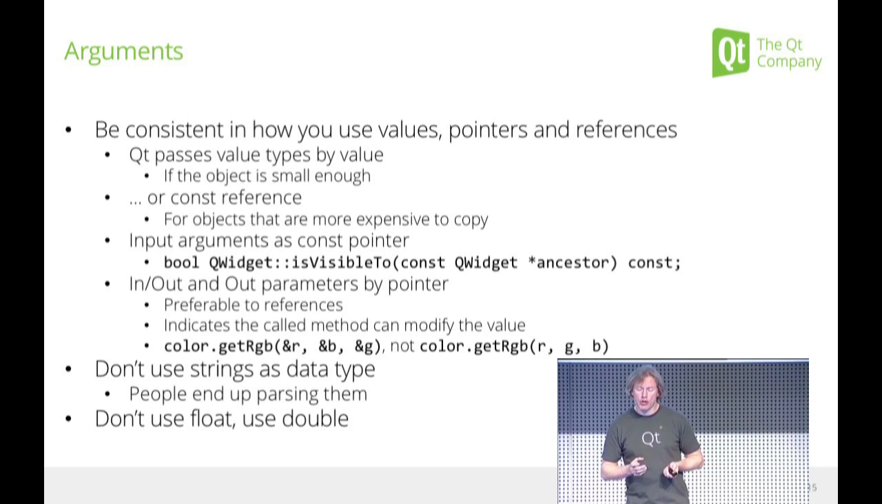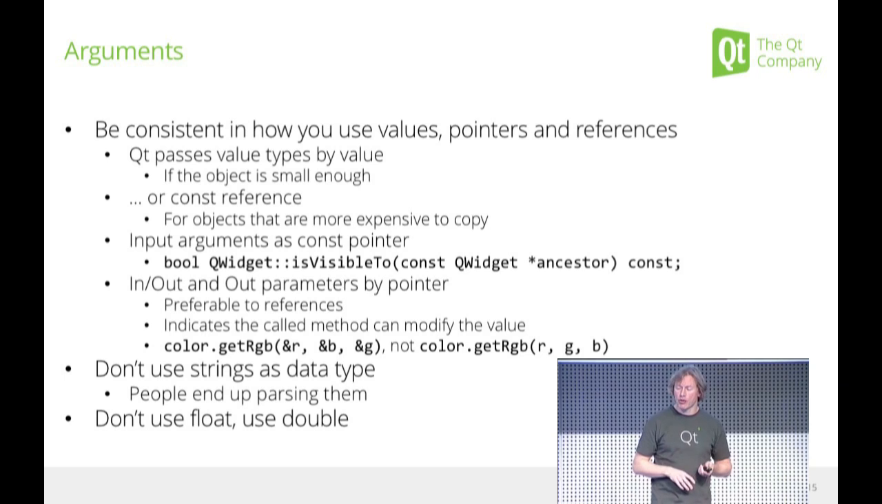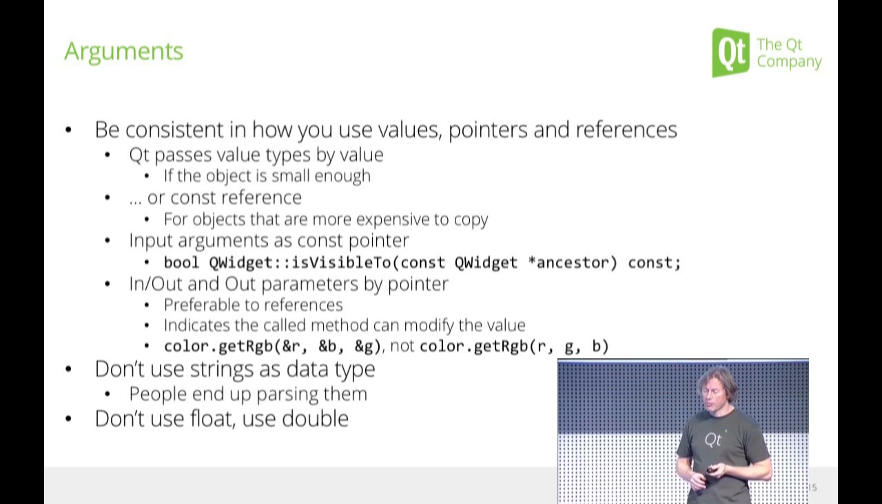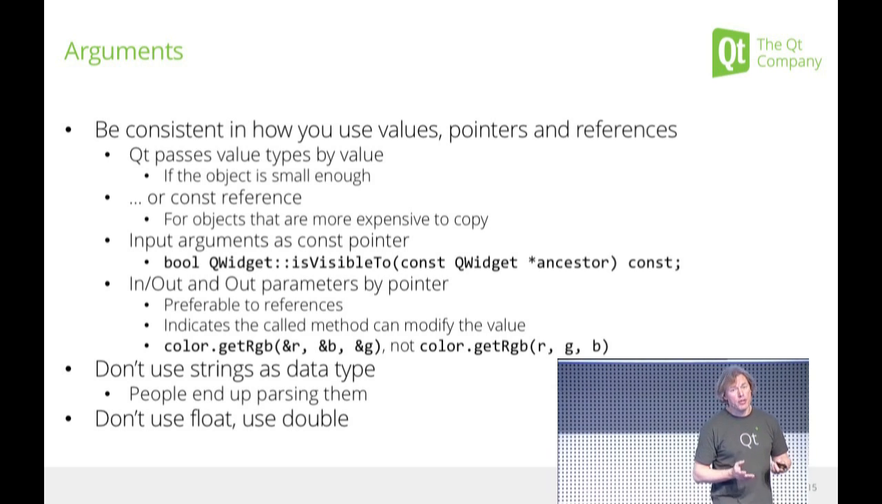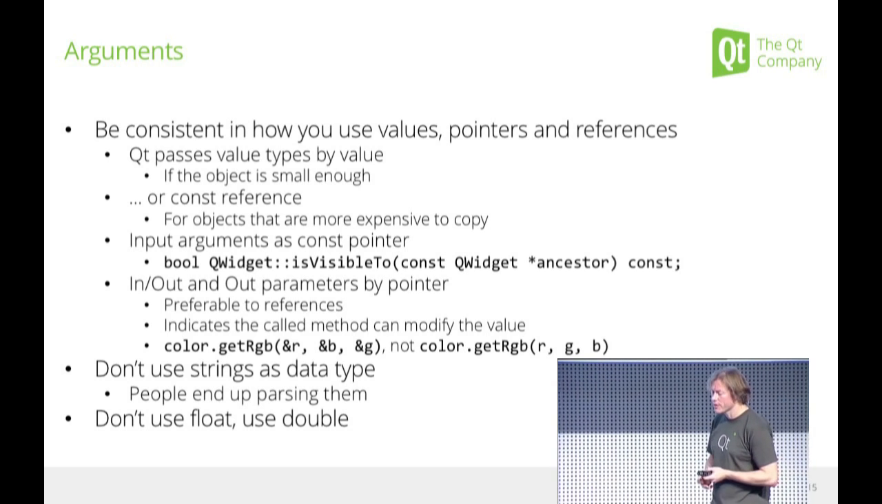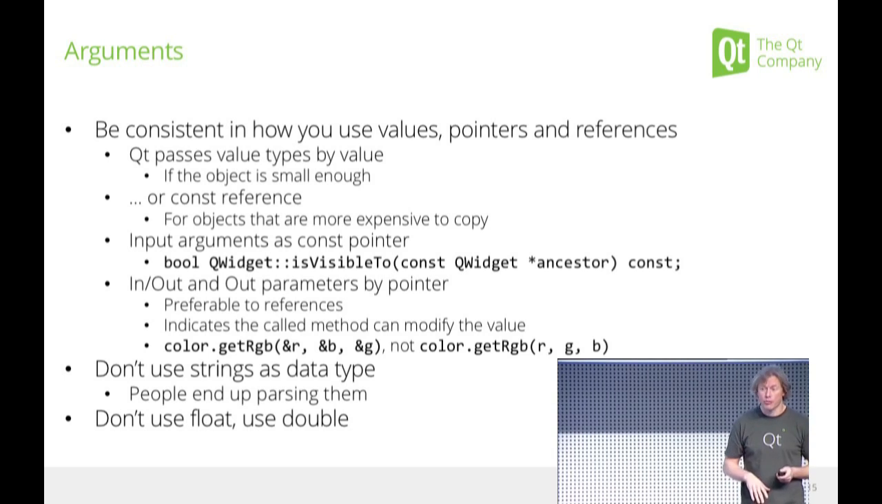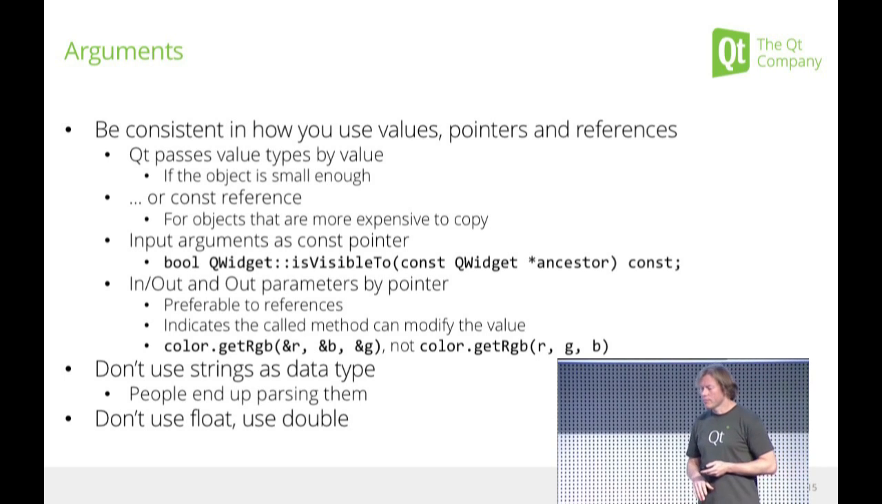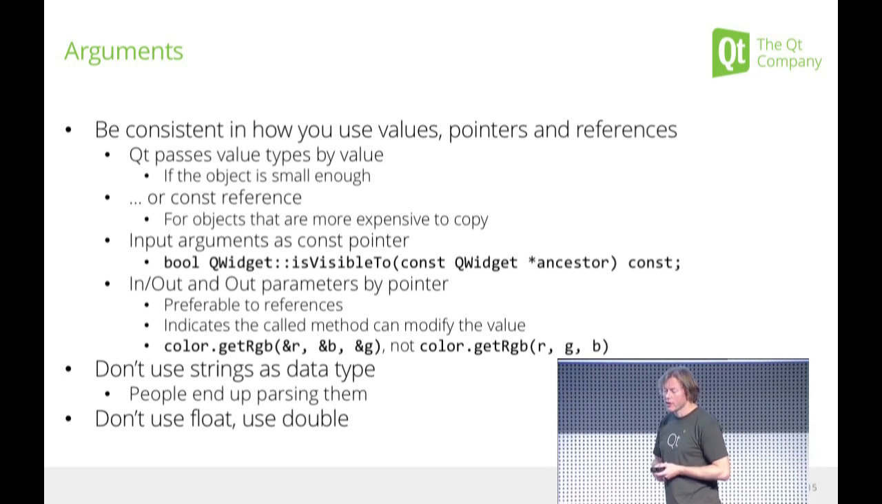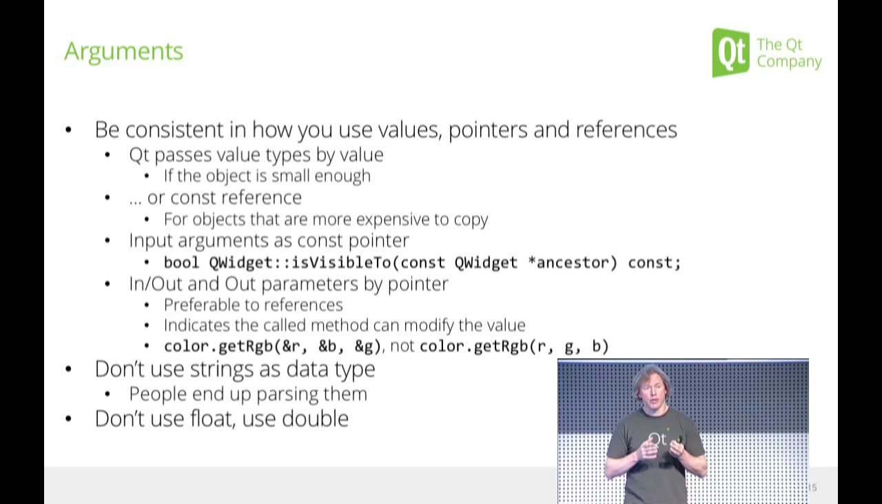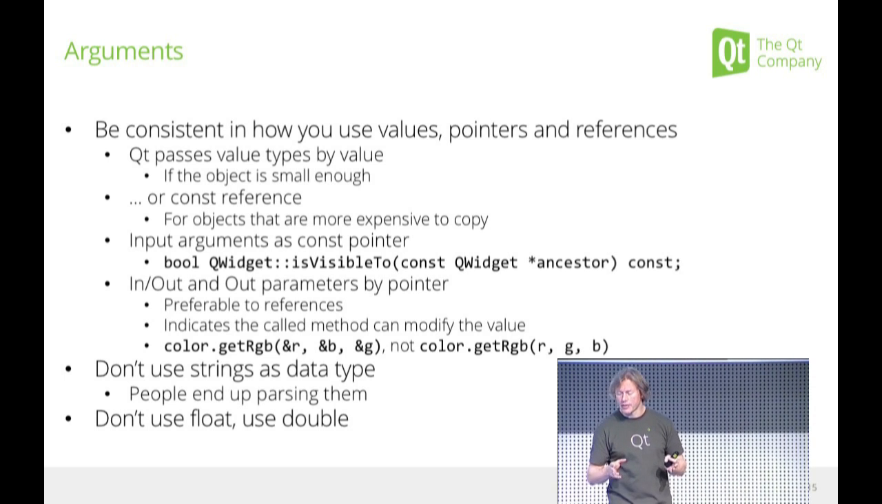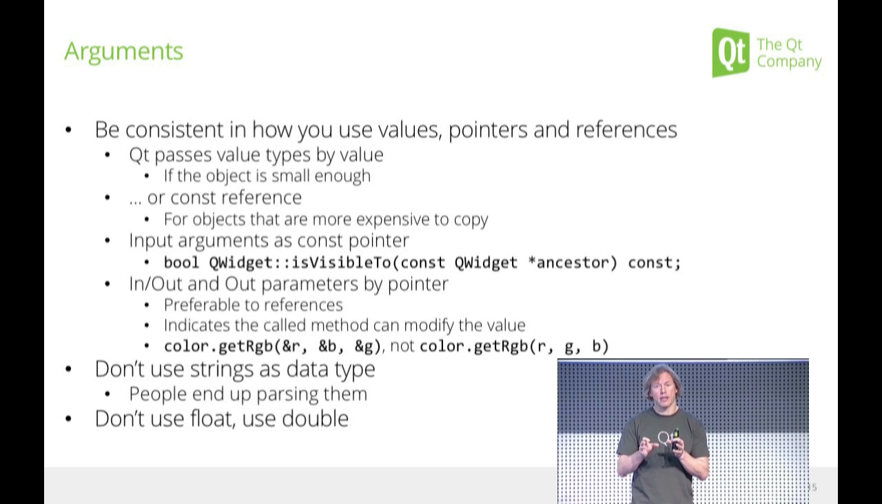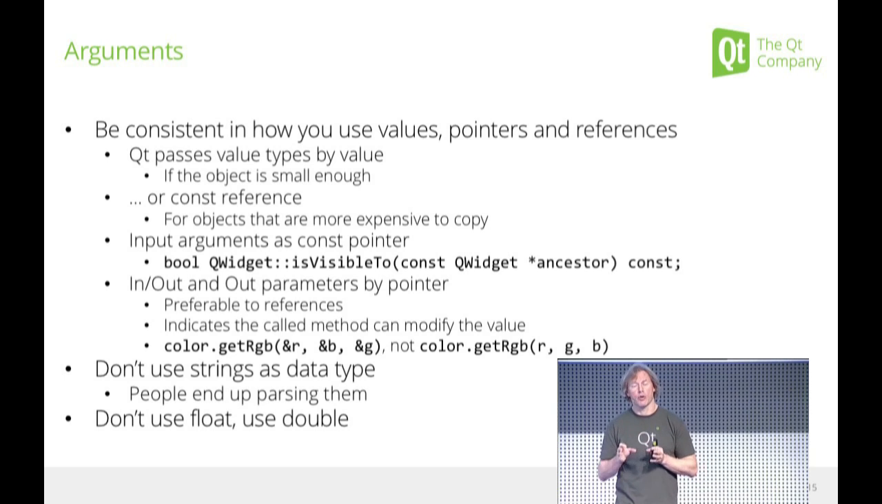Input arguments that are pointers are usually passed as a const pointer. In and out parameters are done by pointers. And I personally believe it's preferable to references. I know many others will disagree with me here. But it has the advantage that when you read the code later on again, it tells you that the arguments might get modified.